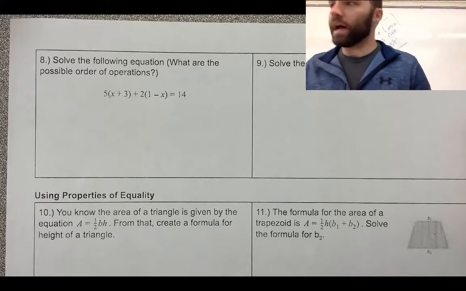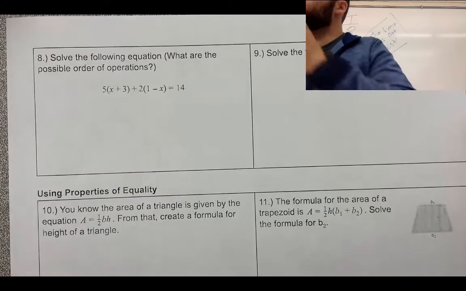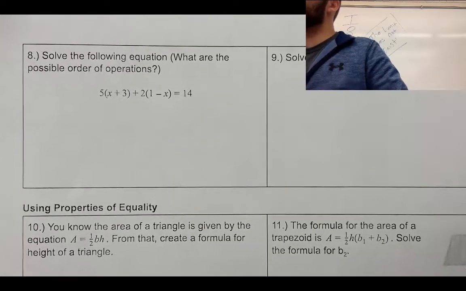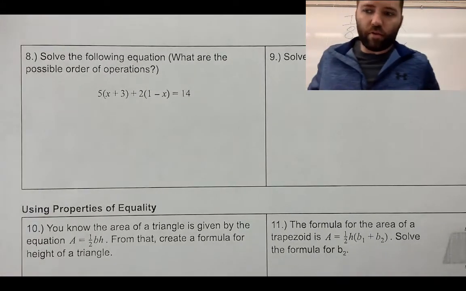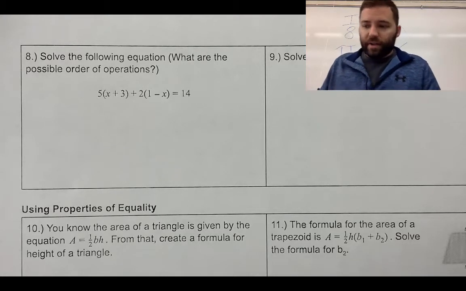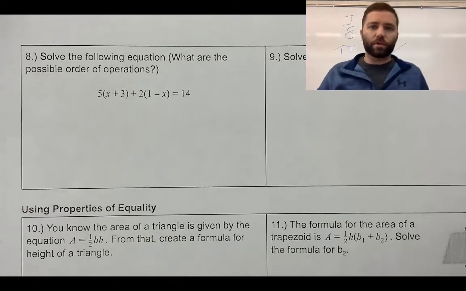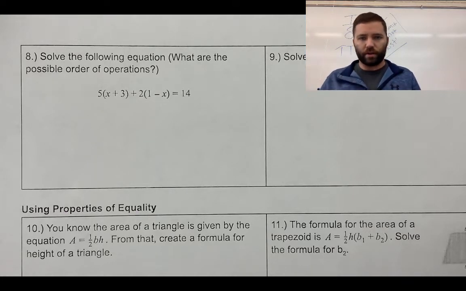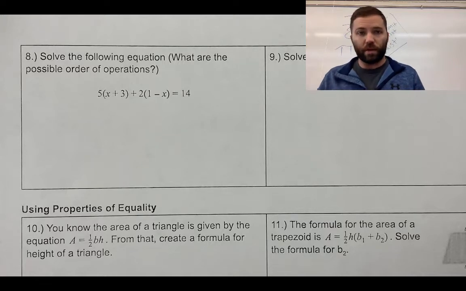So let's look at this example here. This is number 8 in your notes. Solve the following equation. What are the possible orders of operations? Now, you might say, well, I've got to follow the PEMDAS thing. And yeah, that works pretty well as a heuristic, as a way to approach problems with a kind of recipe of steps or an order of steps. I want you to think, though, that there are other ways that you could approach this. There's just problems with them, right? There's reasons that we don't do it that way.